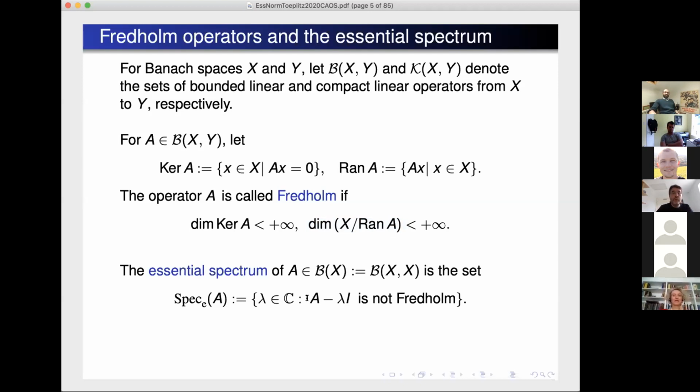We will also need the notion of the essential spectrum. The usual spectrum is where A minus lambda identity is not invertible, but the operator might be not invertible but Fredholm. In this case, lambda is in the spectrum, but it is not in the essential spectrum. If it is not Fredholm, then lambda is in the essential spectrum. There are many reasons why we use this terminology, and one of those is that the essential spectrum, unlike the spectrum, is stable under compact perturbations. You think of compact operators as being inessential: you perturb the operator, and the essential spectrum does not change. This is the thing that people usually study for integral operators, Toeplitz operators in particular.